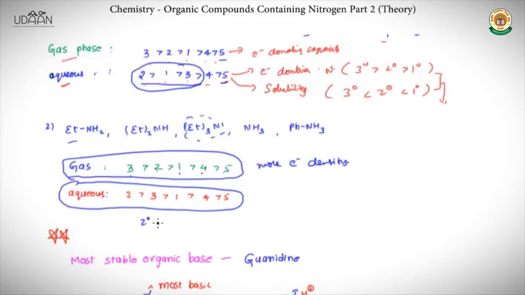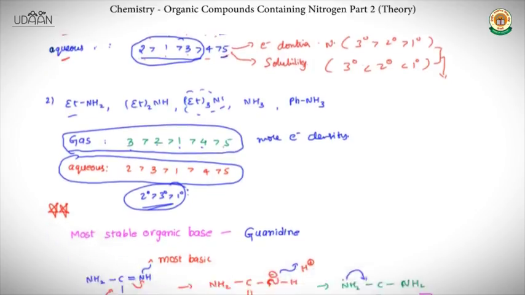Now if you take the aqueous phase, you have secondary greater than tertiary greater than primary. So as you can observe here, there is a difference between this ethyl and this methyl.